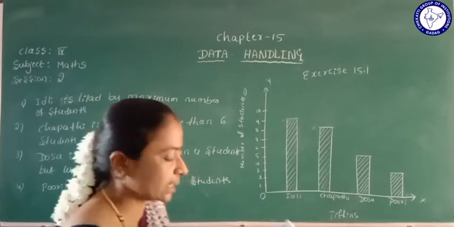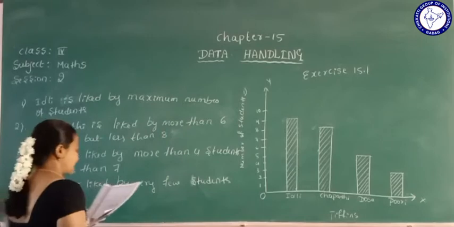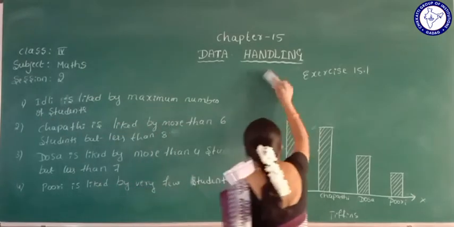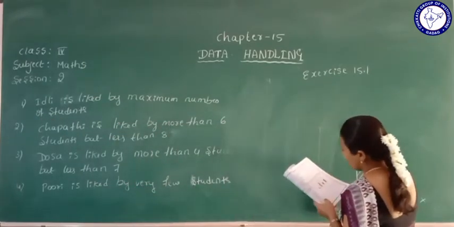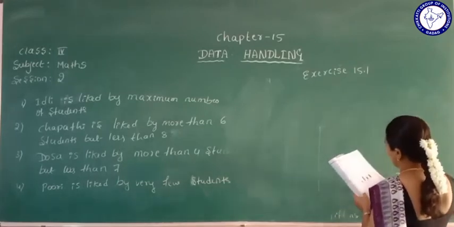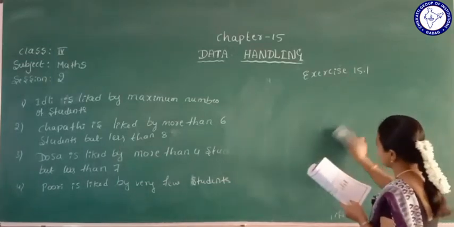See the second main question, what is given here. The number of animals in a zoo are represented in a bar chart.